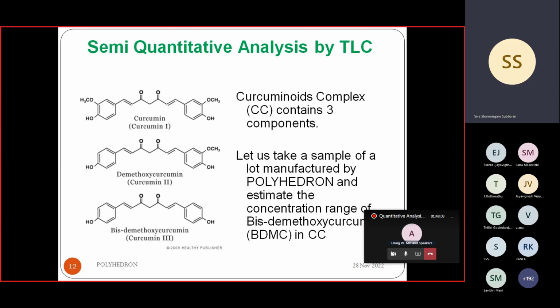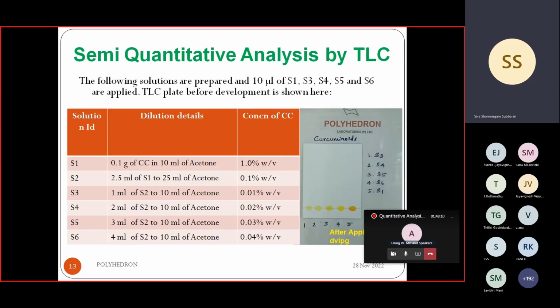For that purpose, looking at the tabular column, solution ID S1, 0.1 gram of curcumin complex is dissolved in 10 ml of acetone. That becomes a 1% solution. This solution is further diluted to 0.01, 0.02, 0.03 and 0.04%, and they are named with different IDs, S1, S2, S3, S4, S5, S6.